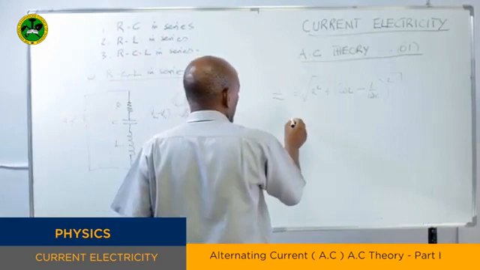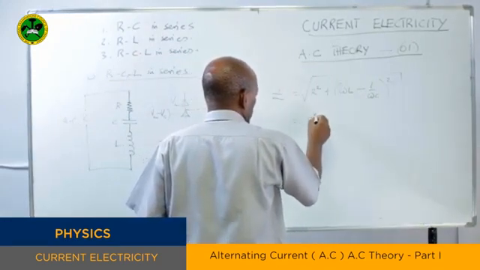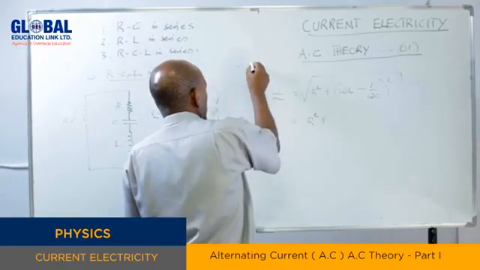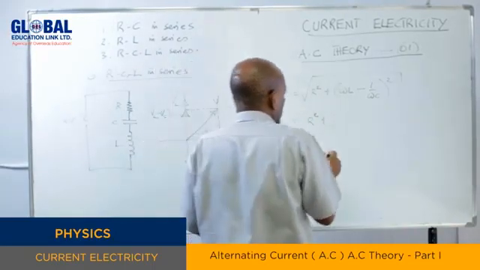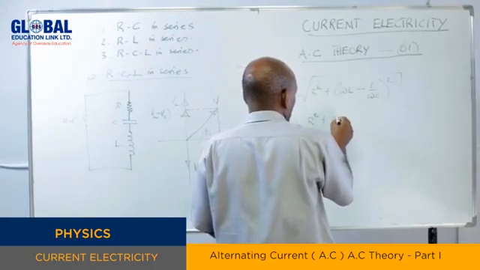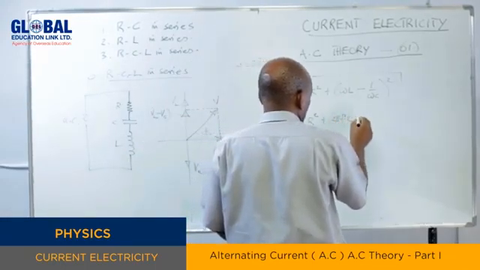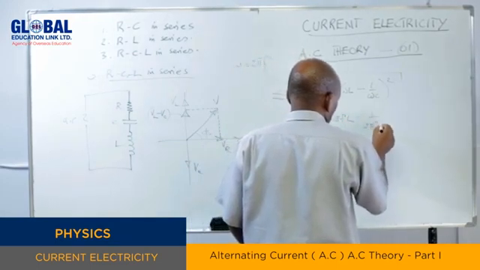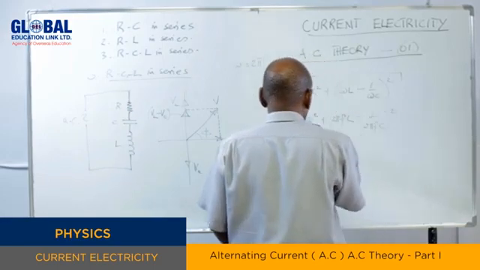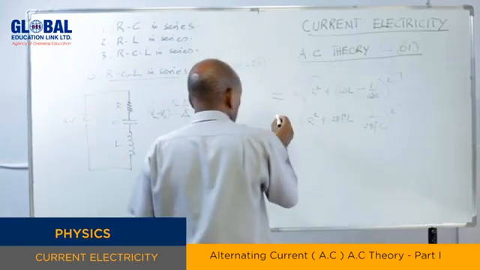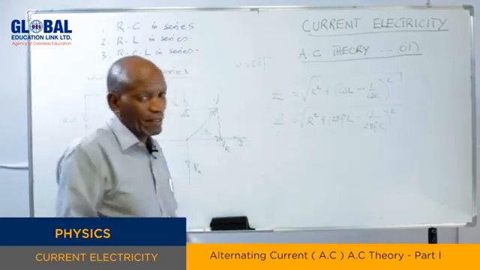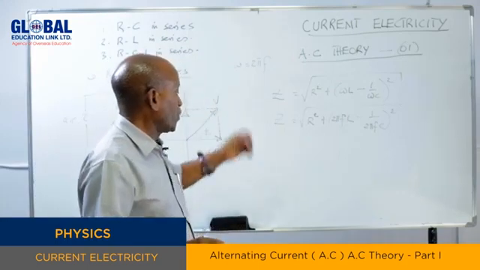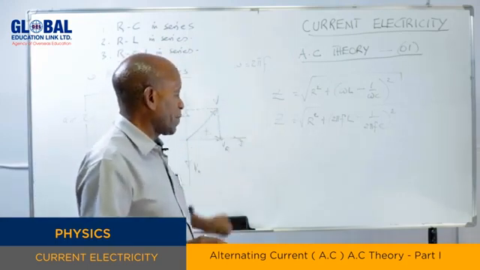Or simply, Z is equal to the square root of R squared plus, if omega is equal to 2 pi f, and I take omega to be 2 pi times the frequency, here we will have 2 pi f times L minus 1 over 2 pi f times C, the whole of this squared. So we take the square root of the whole of that. This will give us the impedance. The impedance, as mentioned, is also measured in ohms. So this will be the impedance.